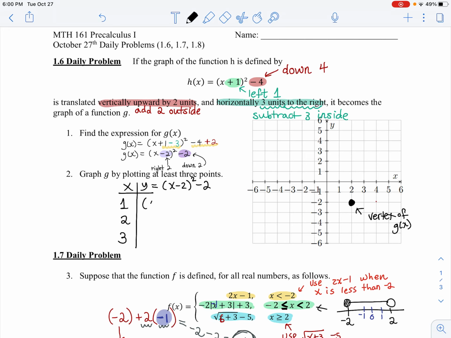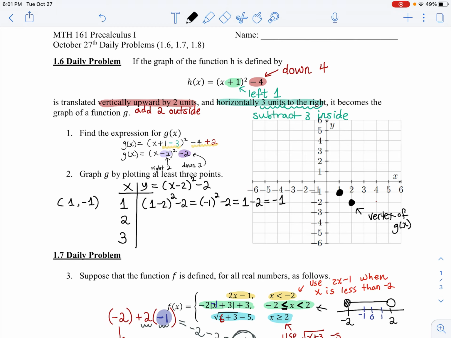So that's going to be (1 minus 2) squared minus 2. 1 minus 2 is negative 1. Negative 1 squared is 1. And 1 minus 2 is negative 1. So I'm going to plot 1 comma negative 1. Okay, 1 to the right, down 1. Here's my point.